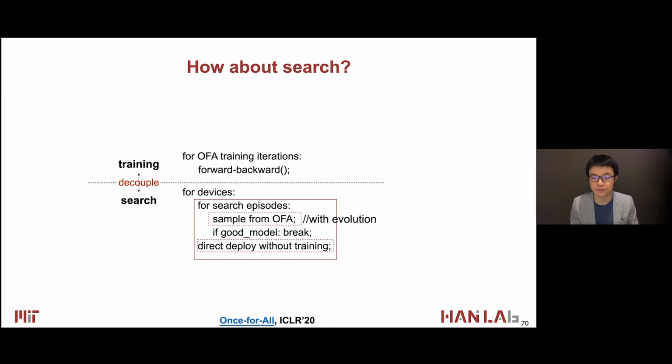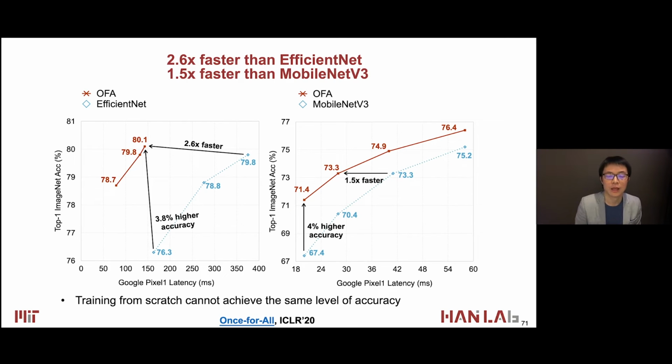And during search, we used the evolution strategy to sample the OFA to get the subnetworks. All right, so here's the result from this strategy. We measured the performance of the once-for-all network on a Pixel 1 mobile phone to get the measured latency. It's about 2.6 times faster than EfficientNet with the same accuracy, actually better accuracy, and 1.5 times faster than MobileNet version 3 with the same accuracy.